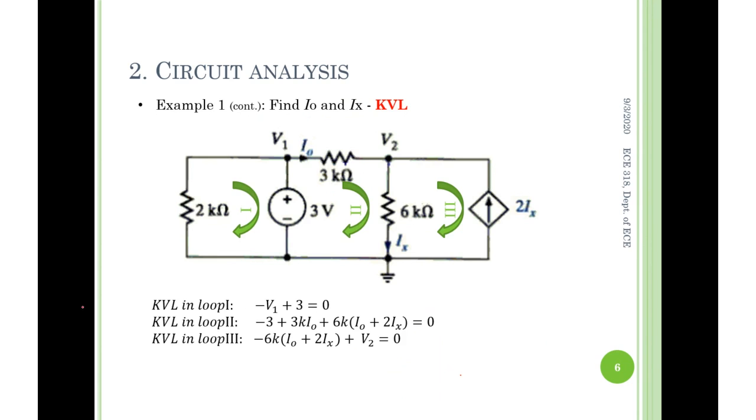All right, let's take a look at the solution here, okay? Loop 1, loop 2, and loop 3, 3 KVLs presented here. Any questions? KVL means what? KVL means inside of one closed loop mesh, the total voltage across all of the components equals 0, right?